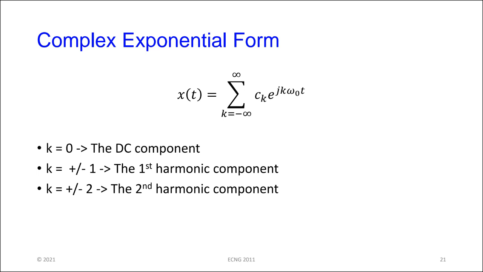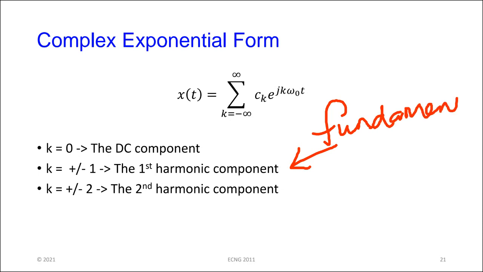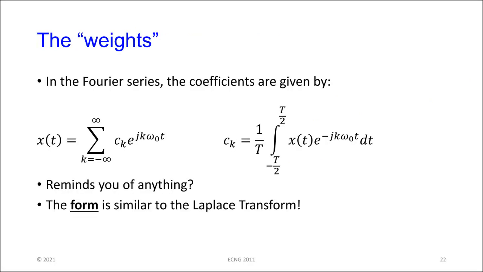And then in the complex exponential form, I just said k equals 0 is our DC. K equals plus or minus 1 is the first harmonic component, and the second harmonic, k equals 2, third, k equals 3. And remember this, in our terminology, the first harmonic is the fundamental. So nothing new there.